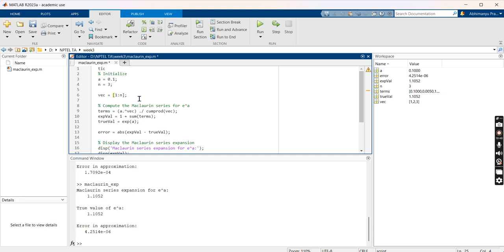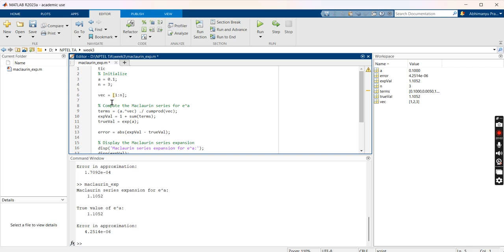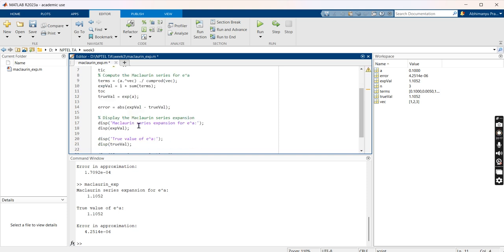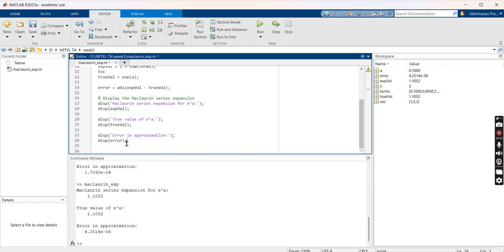It starts a timer when MATLAB sees a tick command, and then it stops the timer when it sees a tock command. So I am only approximating my function over here. So I will start the tick command over here, and then check the time elapsed.